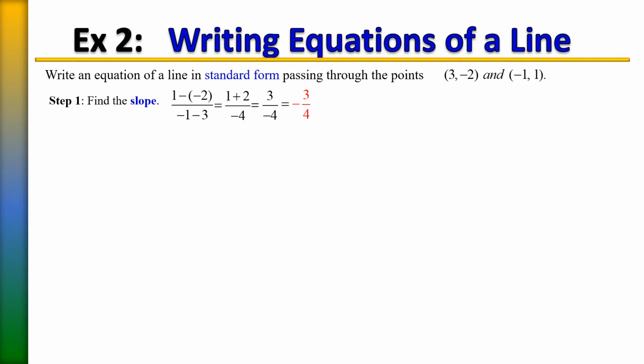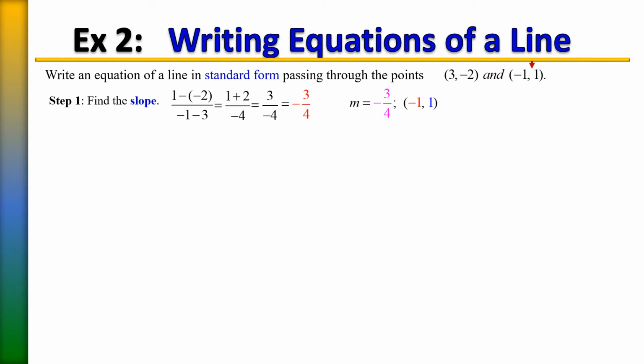So now that we have everything we need to write our line, we know our slope, and we're going to use one of the points. It doesn't matter which point you use, both will give you the correct line. Let's go ahead and just use the second one, since the first time we used the first one, just to let you know it really doesn't matter which one you use. So that means we're using a slope of negative 3/4, and we're going to use the point negative 1, 1.